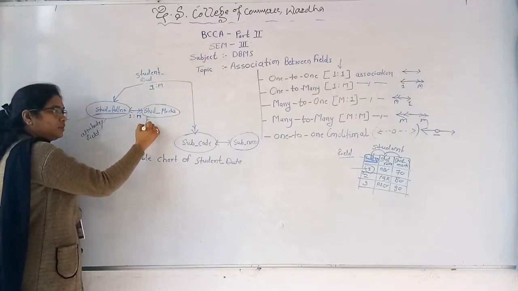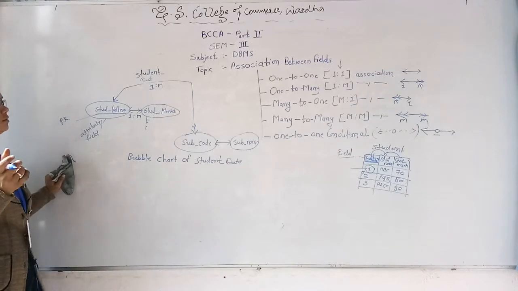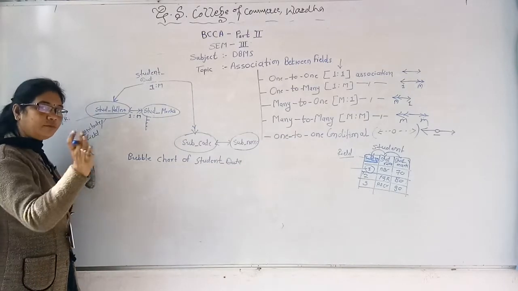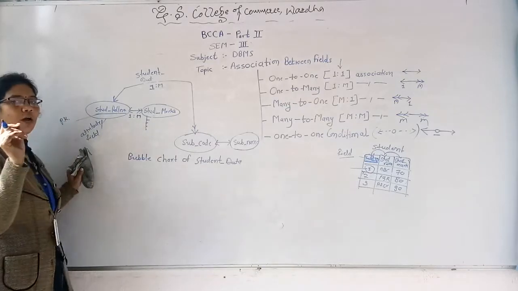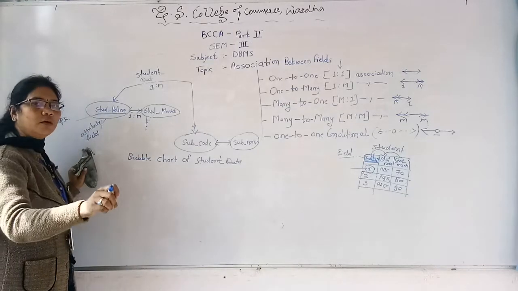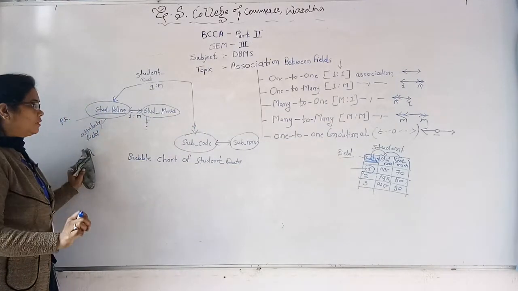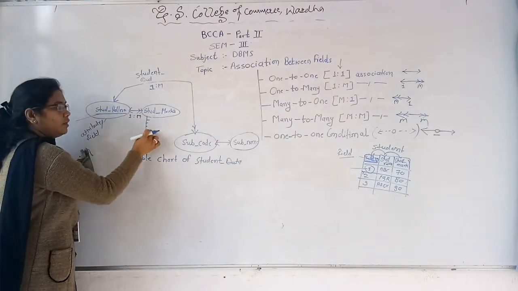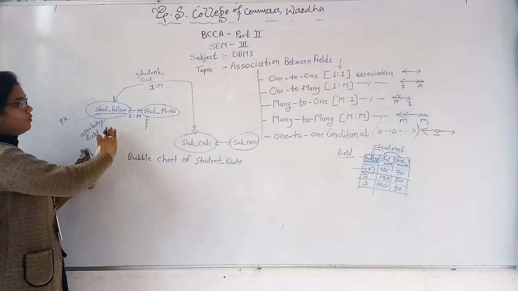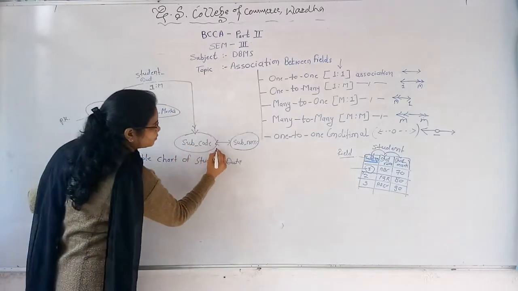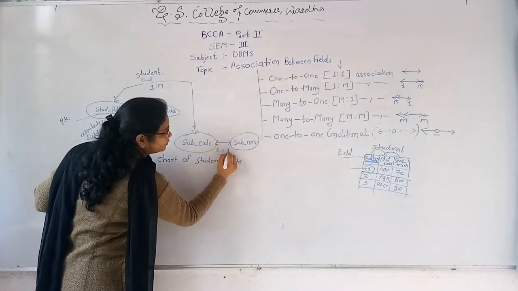Why I consider this? Because one roll number having the number of subject codes or number of subjects in one semester. That means you have 5 subjects in this semester. So you have to store the 5 subject marks. So one roll number having the 5 subject marks. That is nothing but the 1:many association. Okay. So next one is 1:1.